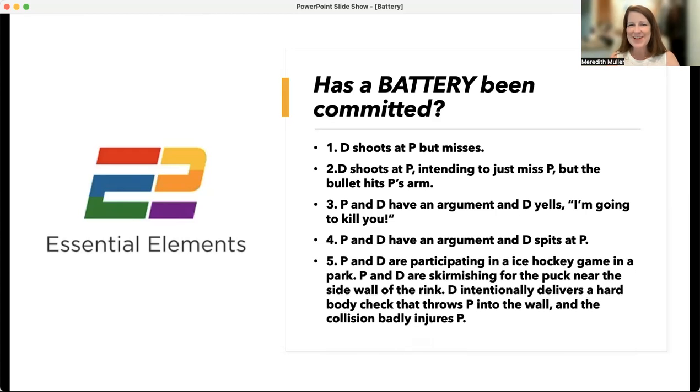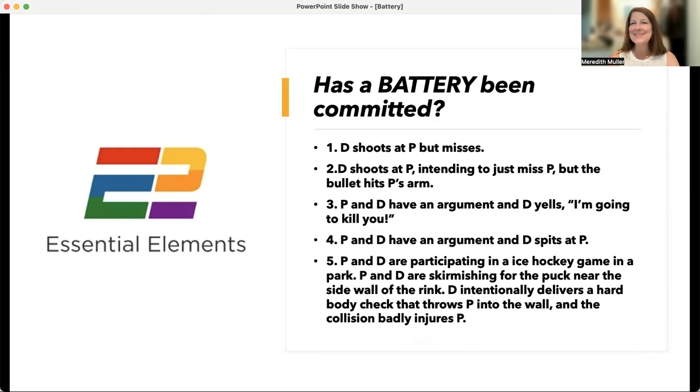Last one, guys. Okay, plaintiff and defendant are participating in an ice hockey game in a park. Plaintiff and defendant are skirmishing for the puck near the sidewall of the rink. D intentionally delivers a hard body check that throws plaintiff into the wall, and the collision badly injures plaintiff.